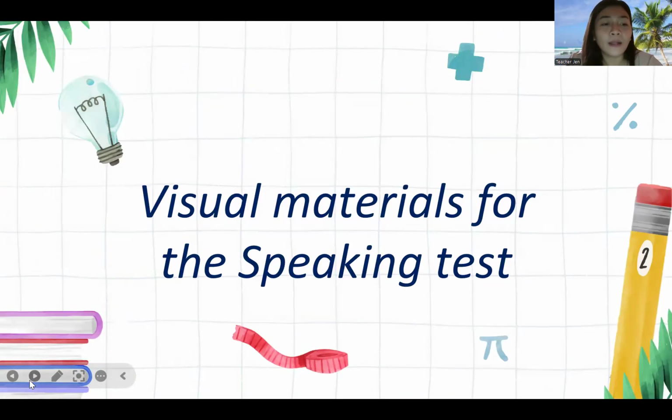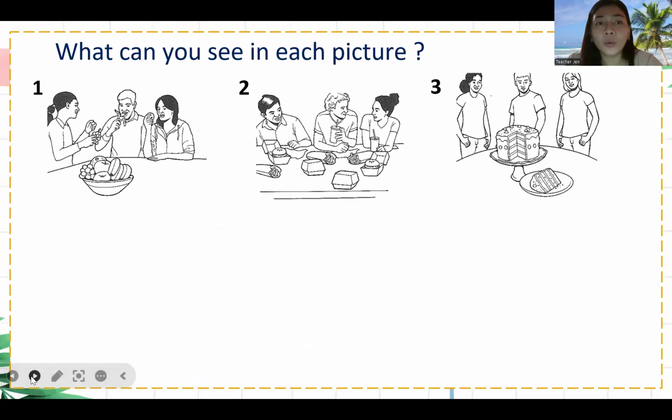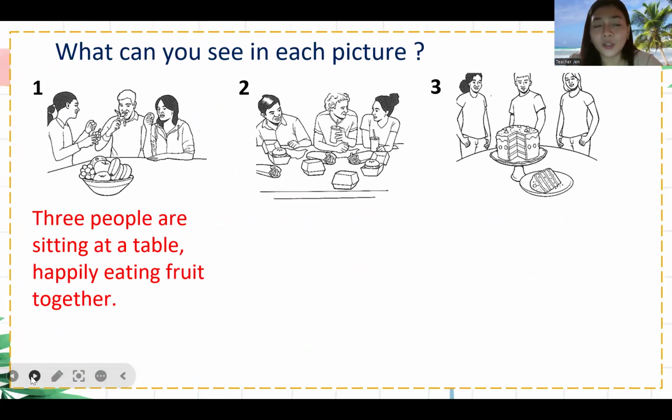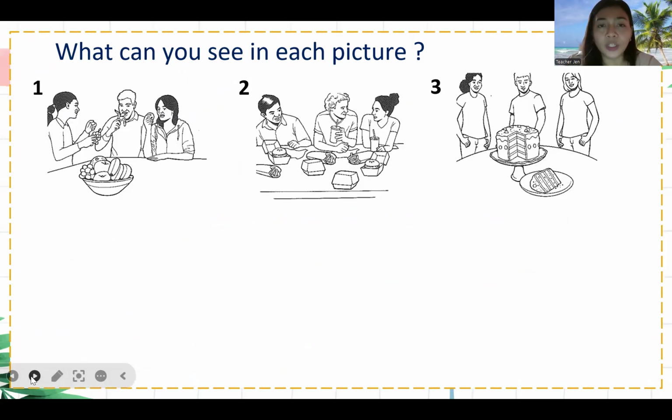Okay, now let's go here. So what can you see in each picture? Let's describe. Picture one, how many people are there? There are three people. They are sitting at the table. What are they doing? If the student is good, you don't need to show all the description first. You just show the picture first. In picture one, what can you see?